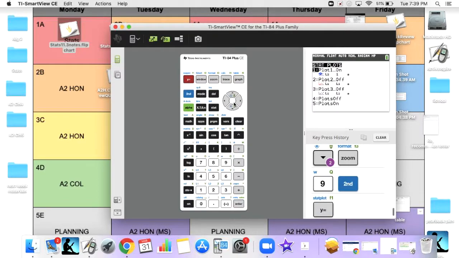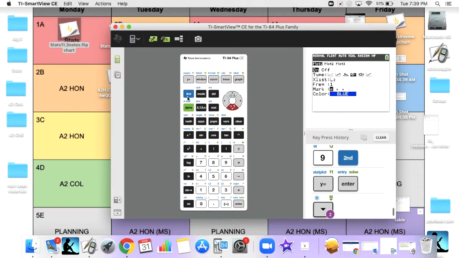So go back into that same stat plot. And this time, instead of testing L2, I'll look at L1. So I'll go second 1 to get my L1.